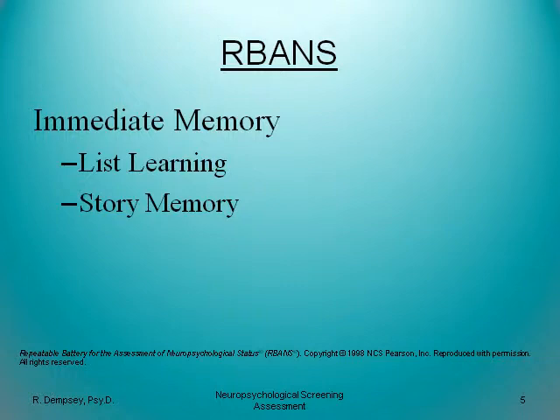So the list that I read to them were actually words that I made up. They weren't part of the copywritten task. The story is a 12-item story. It's read for immediate recall over 2 trials for a total score of 24, and it's the same basic structure. So those are the 2 immediate memory tests.